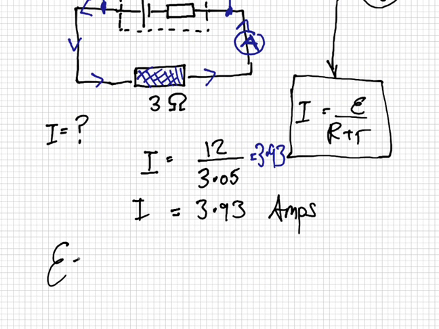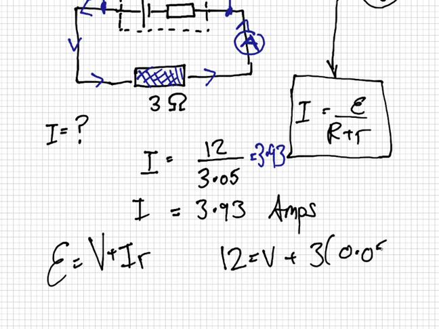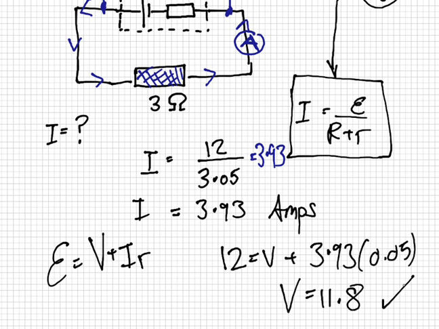E equals capital IR plus capital I small r. I mean, it's just rearranging. So what was the E? 12, wasn't it? E equals V plus 3.93 times 0.05. So what does the V work out as? 11.8 volts.